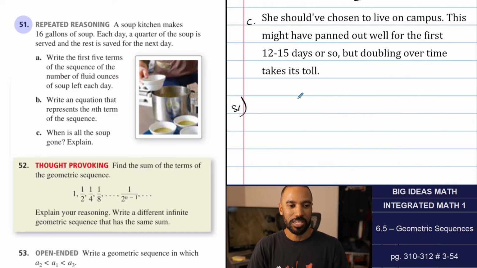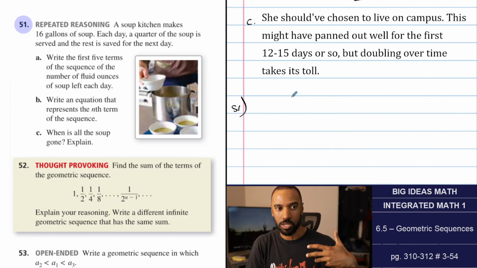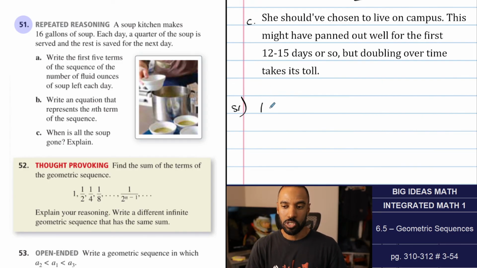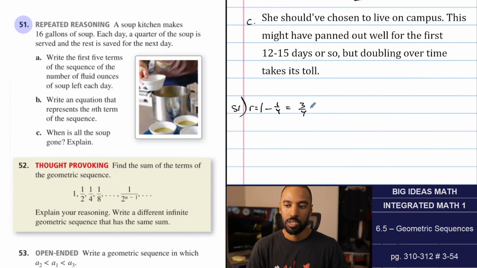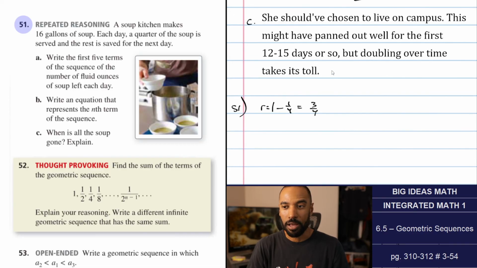All right, repeated reasoning. A soup kitchen makes 16 gallons of soup. Each day, a quarter of the soup is served, and the rest is saved for the next day. Write the first 5 terms of the sequence of the number of fluid ounces of soup left each day. By left, it means what's saved, because a quarter of it is served. So if a quarter is served, R is 1 minus 1 quarter, which is 3 quarters. That's our common ratio. And we start with 16 gallons of soup. It says fluid ounces. Are there 16 fluid ounces?